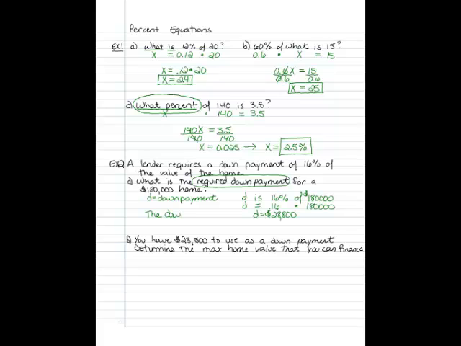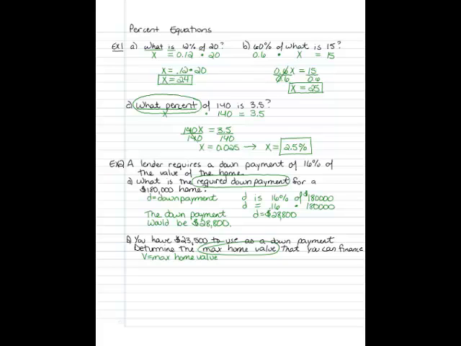So the down payment for the $180,000 home would be $28,800. Part B, you have $23,500 available to use as a down payment. Determine the maximum home value that you can finance. That's going to be what we're looking for. So in this case, I'm going to let the letter V represent the maximum home value that you can finance.